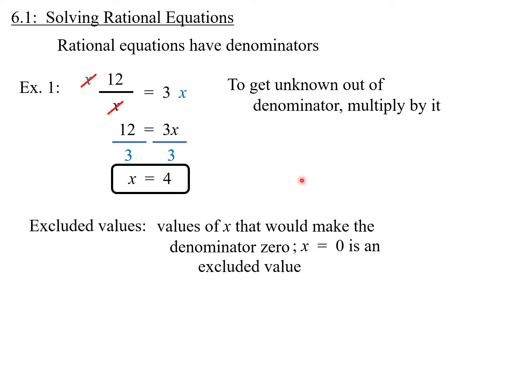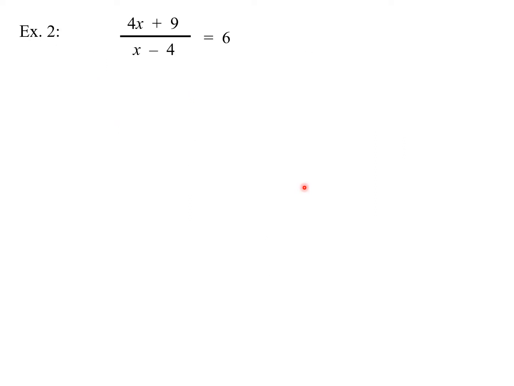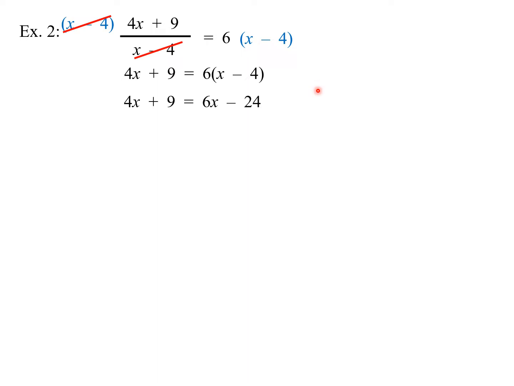All right. Let's solve this one. Now the denominator is x minus 4. So let's multiply by it. So we're going to multiply both sides by x minus 4. On the left-hand side, it cancels out. And what we're left with is 4x plus 9 on the left side and 6 times the quantity x minus 4 on the right side. Now, we want to first distribute the 6. And then I just have to go through the business of algebra to isolate x. So I'm going to subtract 4x from each side, and then I'm going to add 24 to each side, and then I'm going to divide by 2.